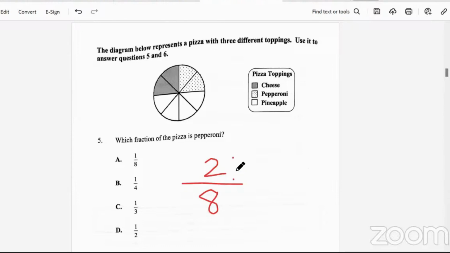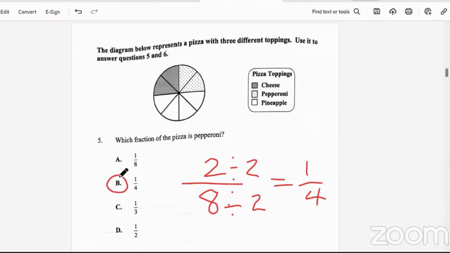So I could divide 2 by 2, and whatever number you use to divide, we're trying to make it equivalent, so you also have to do the same to the bottom number, which is the denominator. So 2 divided by 2 is 1. 8 divided by 2 is 4. So an equivalent fraction for 2/8 is 1/4. So 1 out of every 4 parts is pretty much the same as saying 2 out of 8 parts. So the answer is B, a quarter.